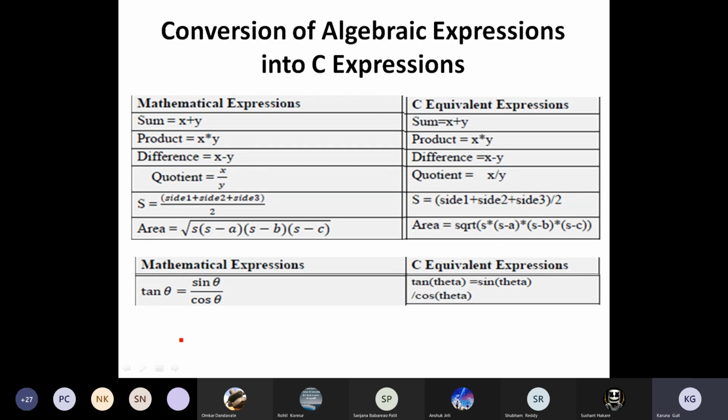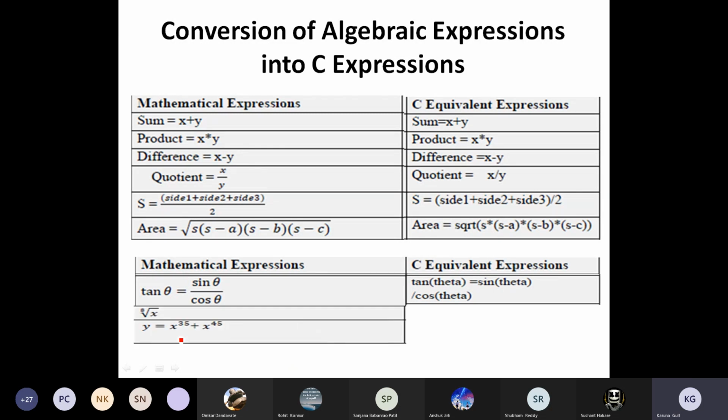Look, this is the answer for these two. Cube root of x. How do I write the expression for this? See, expression for this cube root of x: x to the power 1 by 2, x to the power 1 by 3. Is it valid in C language?